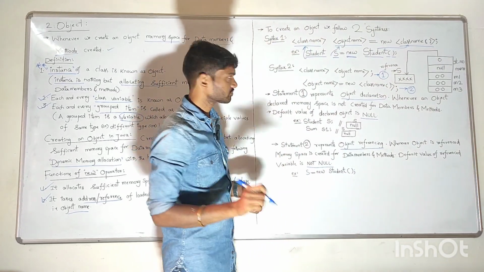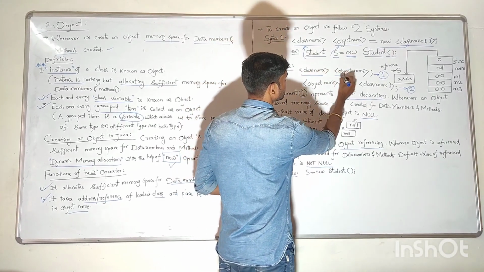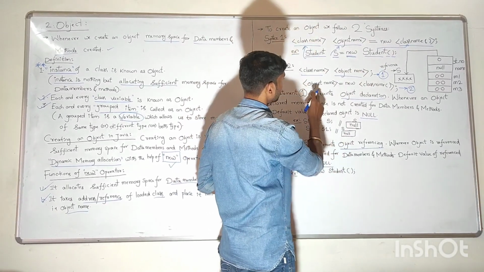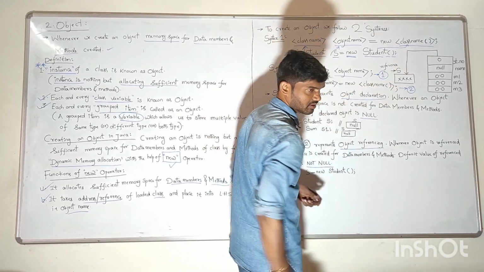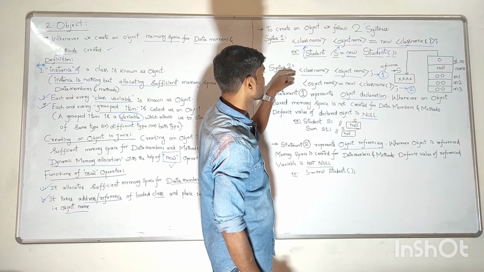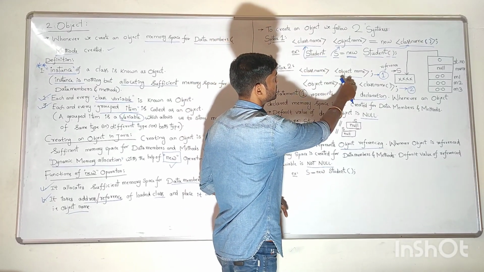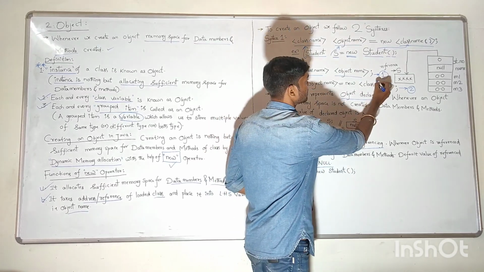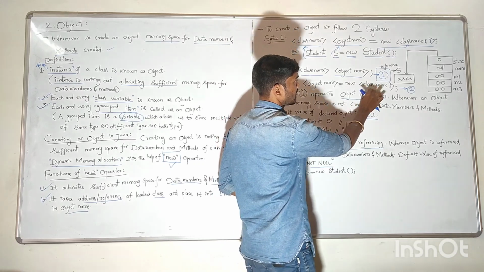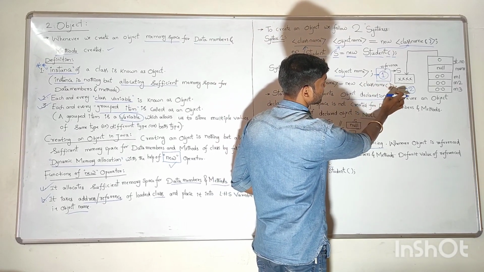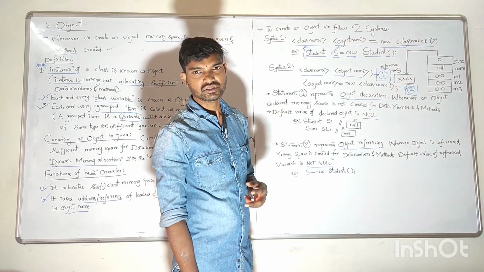This is one syntax. And syntax 2 is: class name, object name, semicolon, and object name equal to new class name, open bracket, closing bracket, semicolon. In syntax 2 there exist two statements. The first statement is class name, object name, and at the end semicolon. This is statement 1, and object name is equal to new operator class name open bracket closing bracket semicolon is statement 2. Like this, syntax 2 contains two statements.